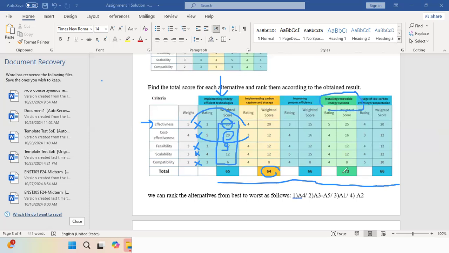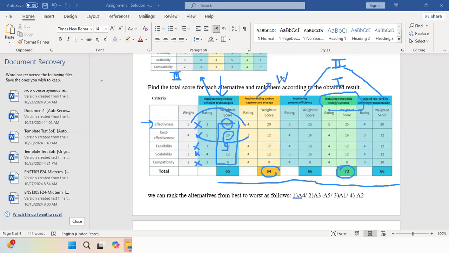So when we want to rank alternatives, we say that this one obtains the highest score, so this is rank 1. For rank 2, two options obtained exactly the same score, so for both of these we can give rank number 2. Implementing energy efficient technologies is rank 3. And finally, the last one, implementing carbon capture and storage, is rank 4.